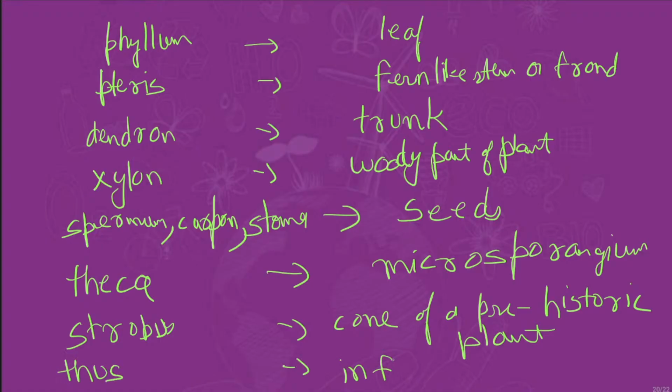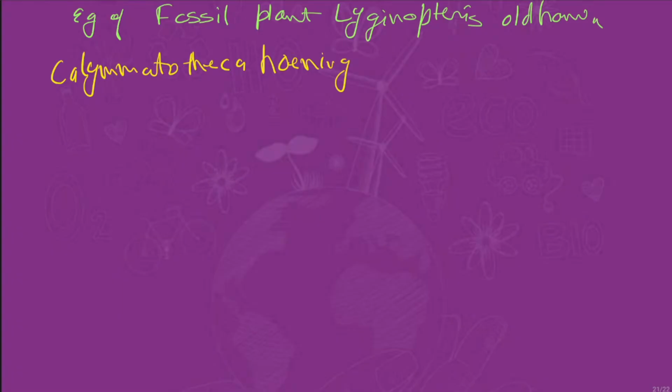Inflorescence. And the example of fossil plant is Lyginopteris oldhamia. Calymmatotheca hoeninghausi, Lyginopteris oldhamia.